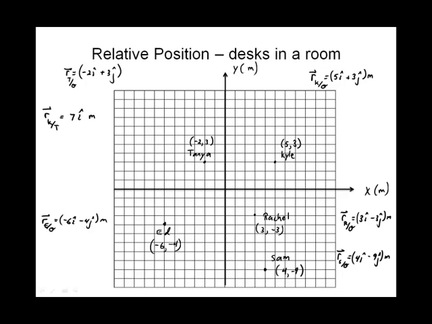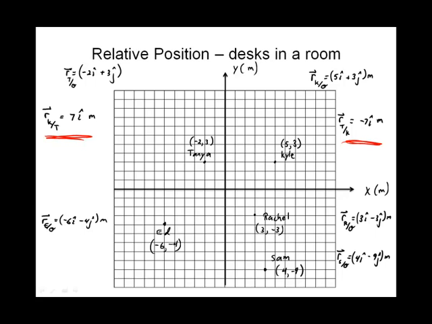In a similar fashion, if I asked Kyle, where is Tanya? Kyle would say that Tanya is 7 meters to the left. And so the position of Tanya with respect to Kyle, that is to say the position of Tanya as Kyle sees it, would equal negative 7i meters. So notice when I look at the position of Kyle with respect to Tanya and the position of Tanya with respect to Kyle, they're exact negatives of each other. And that makes sense. If I see you to the right, you're going to see me to the left. So it all works out the way you would think it would.